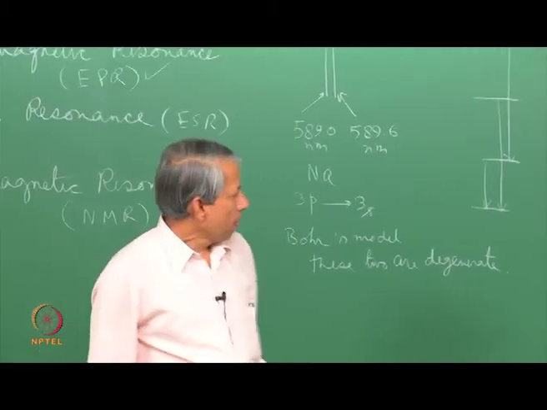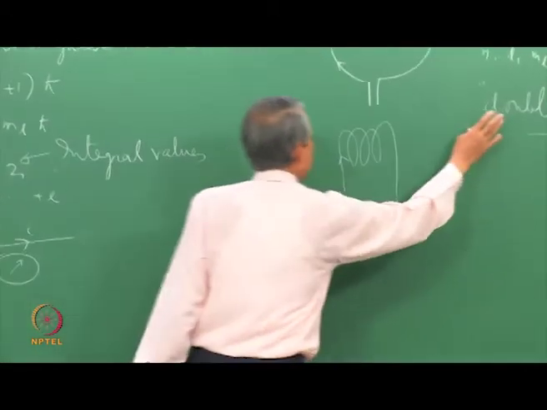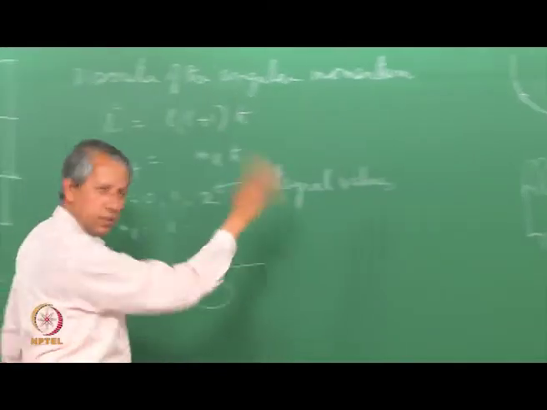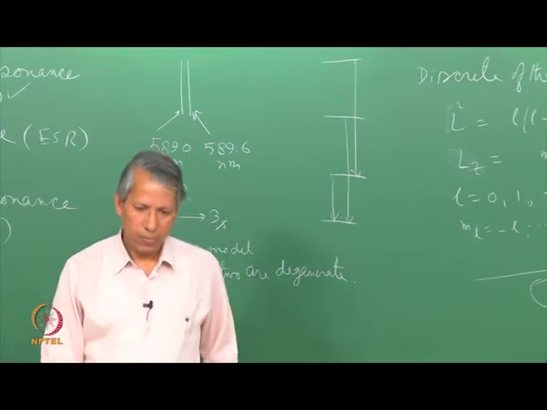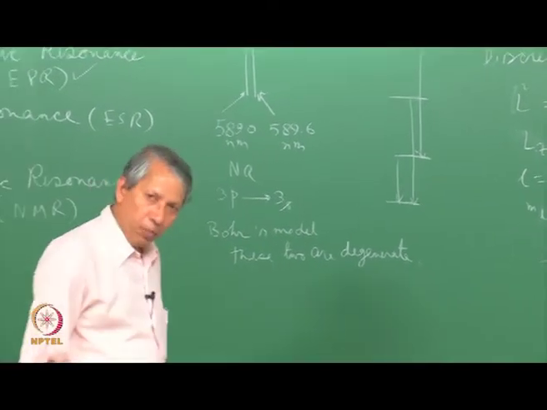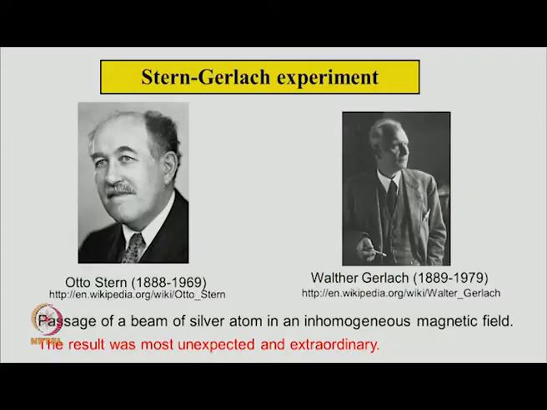So, why it should be so was still not clear, and not only that, that does not explain all the observations of these doublets. Meanwhile, an important experiment was carried out by these two people, Otto Stern and Walther Gerlach.